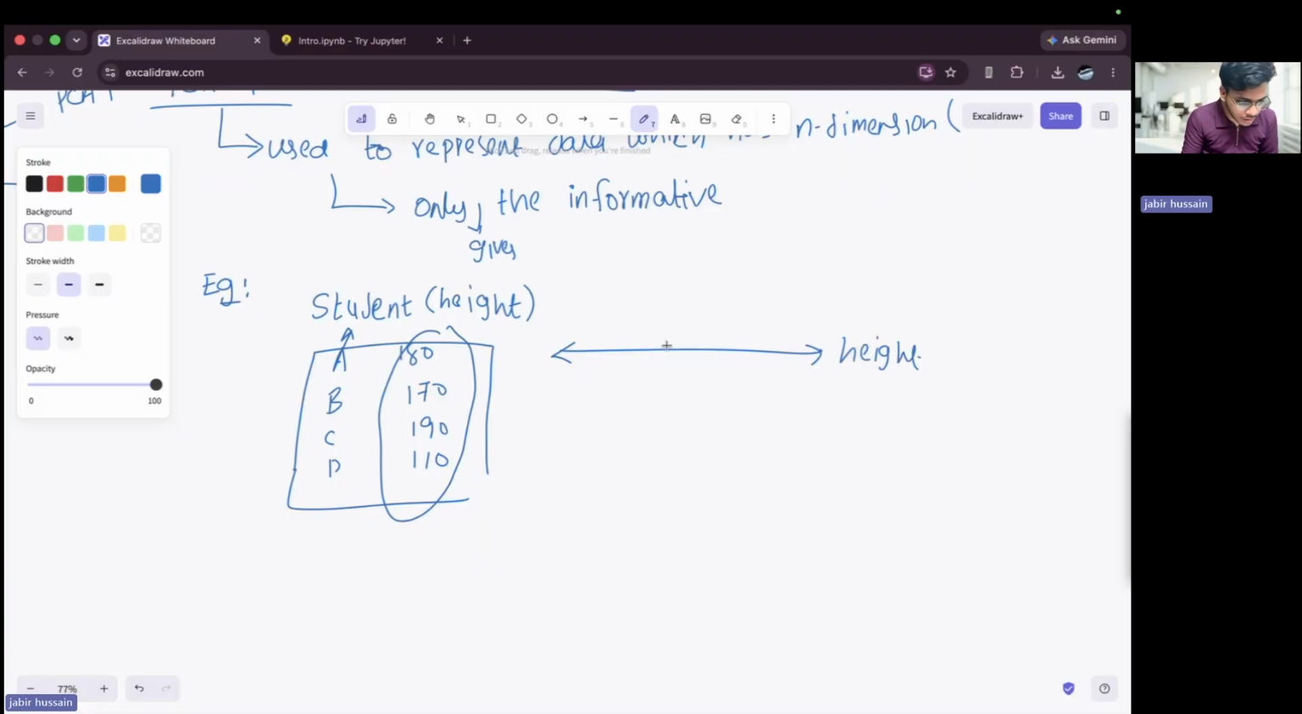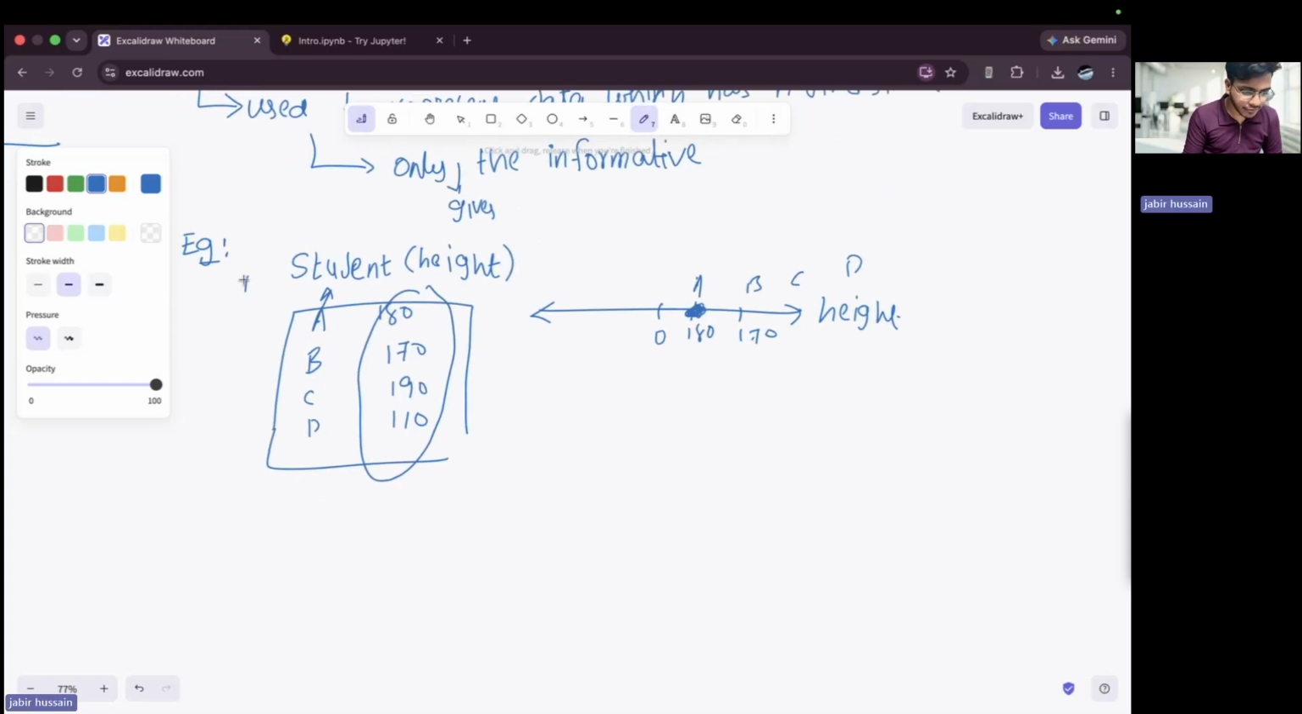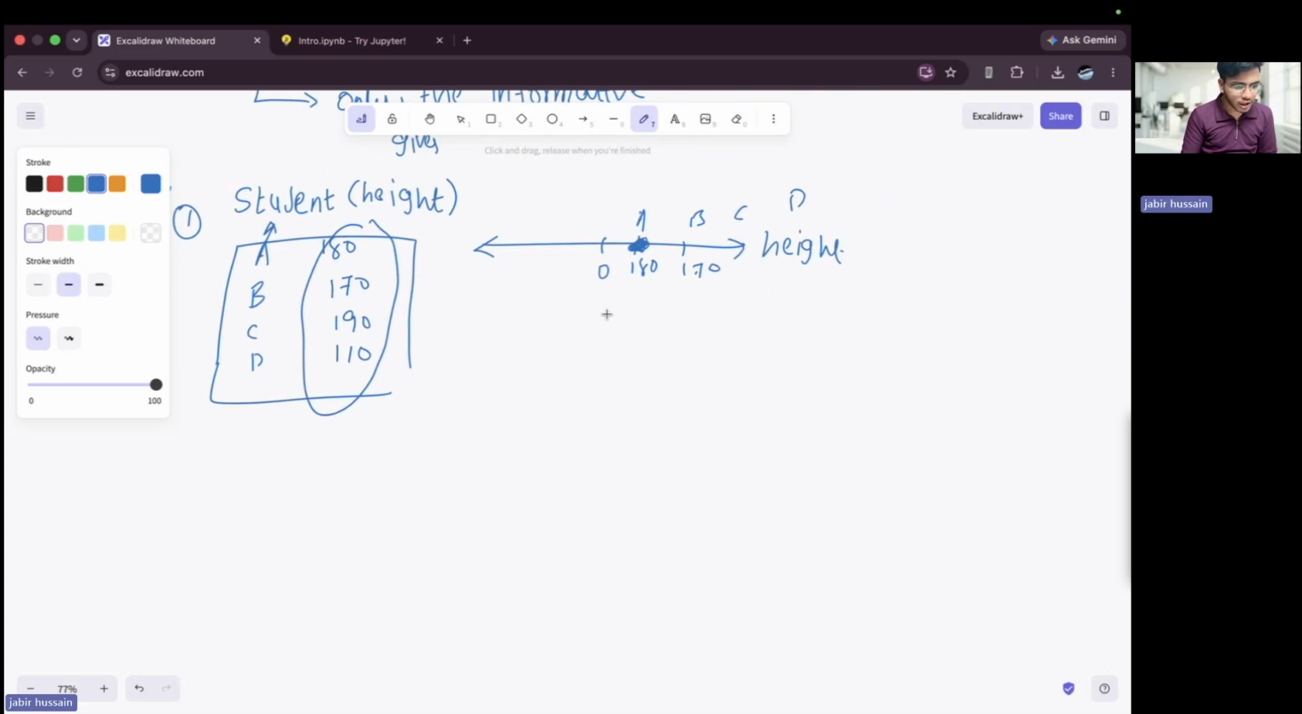Now this is 0, and just imagine 180, 170, something like that. This is point A, point B, student A, student B. What do these points represent? These points represent each and every individual student. This is one example: we have data, and for that data there is one feature associated with it. Here the data is about students, and the features, the qualities or dimensions, is one dimension, only one feature.